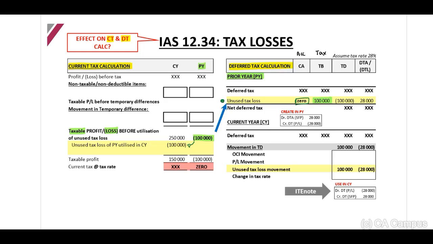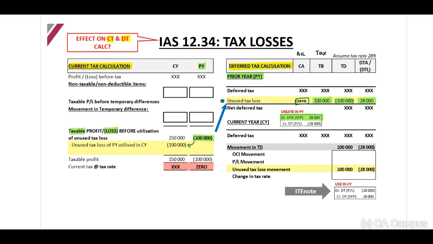Okay, right, we have a tax base, and then this will result in a temporary difference of 100,000 and our deferred tax asset. Therefore, we create our deferred tax asset, debit deferred tax asset of 28,000.